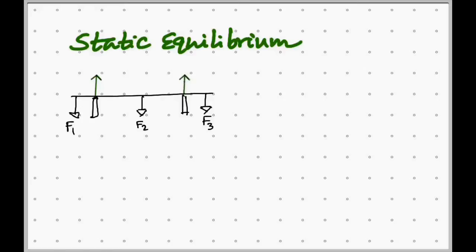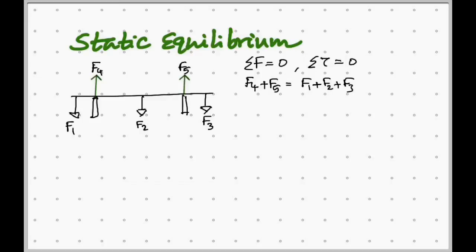So what are the two conditions for equilibrium? Force has to be equal to 0. Yep, and the net force is 0 and net torque is 0, right? So when you say the net force is 0, and if we call this F4 and F5, then we're trying to say that F4 plus F5 is equal to F1 plus F2 plus F3. Isn't that what we're saying? Net force is 0. Total up is equal to total down.